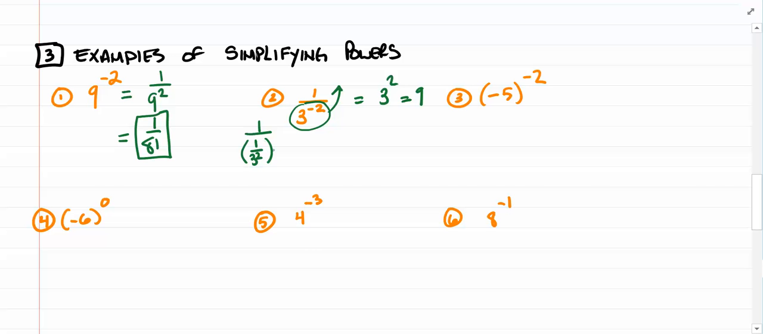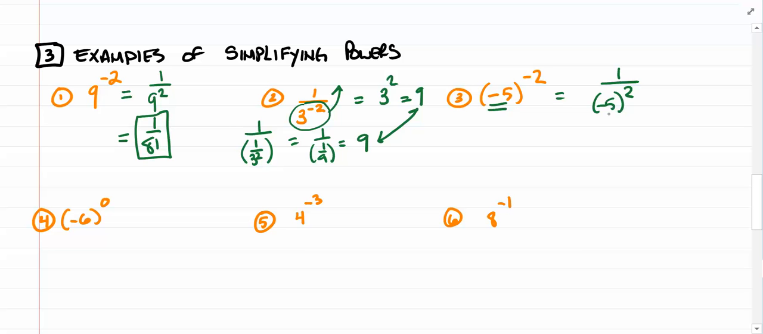Notice that I'm still applying the same rule in the denominator, and I'm getting 1 over 1/9, which, of course, since I'm dividing a fraction by a fraction, would still give me 9. So either way, however you see it, you still get the right answer of 9. Okay. Negative 5 to the negative 2 is 1 over negative 5 to the power of positive 2.